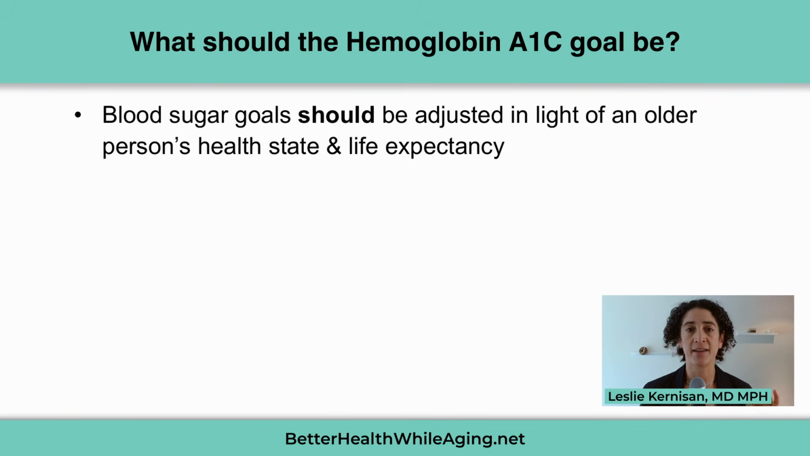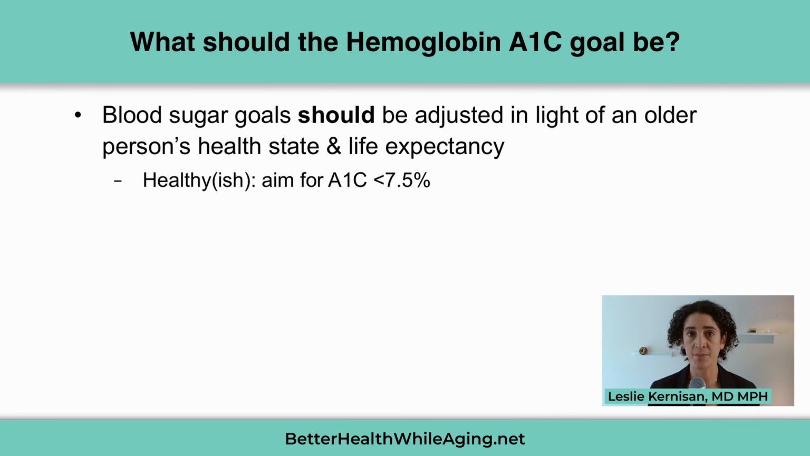What people sometimes don't realize, especially when it comes to older adults, is that there is no one size fits all goal for everybody. In fact, it is important to set the goal in light of an older person's health state and life expectancy. So what does this mean? Guidelines right now recommend that if an older person is, they say healthy, I put healthy-ish, they should aim for a hemoglobin A1C less than 7.5%. And I will talk in a moment more about what I consider healthy and healthy-ish.